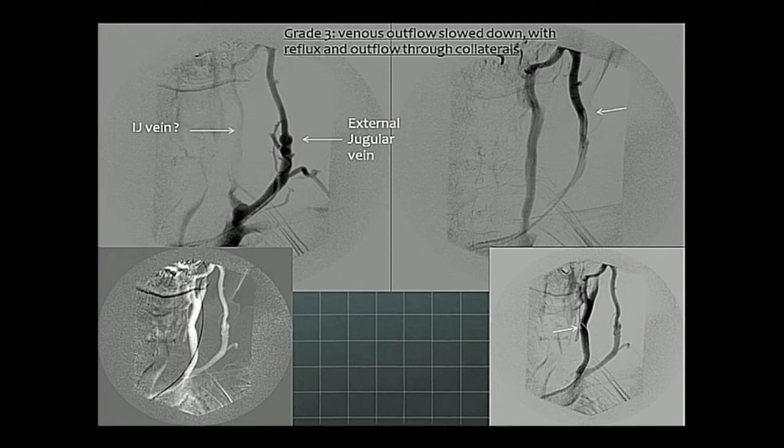I got into the external jugular vein, I injected, and I thought I saw a little trickle down. Perhaps this is the IJ. I got my catheter up further, injected some more, and indeed that was the IJ. And I used this roadmap to then get into the IJ. So you can use these collaterals sometimes to help you find a difficult to catheterize internal jugular vein.